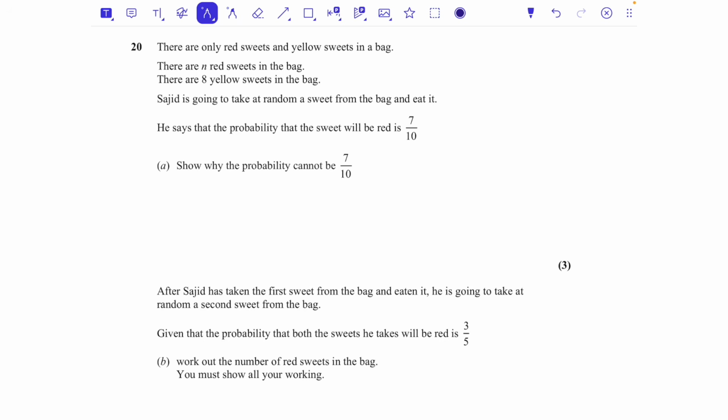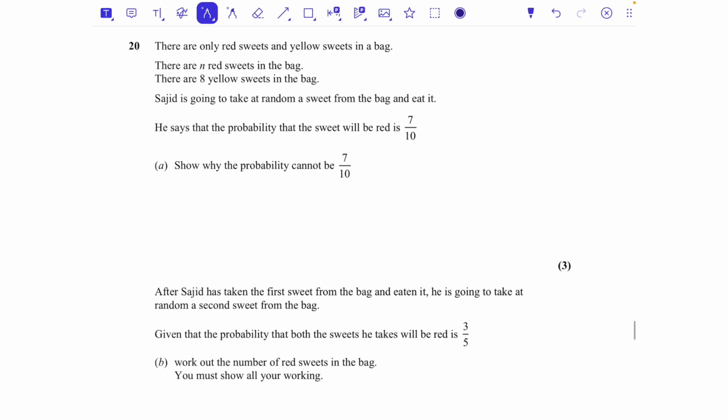So the probability of taking a red sweet is going to be n out of how many sweets are in the bag altogether. Well, there are n red sweets and 8 yellow sweets. So total would be n add 8. He's saying that that equals 7/10. Now, that might have been simplified. It might be 14 out of 20. It might be 21 out of 30. We don't know. But can n over n add 8 equal 7/10?